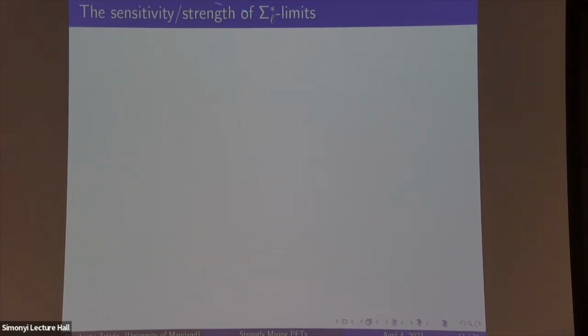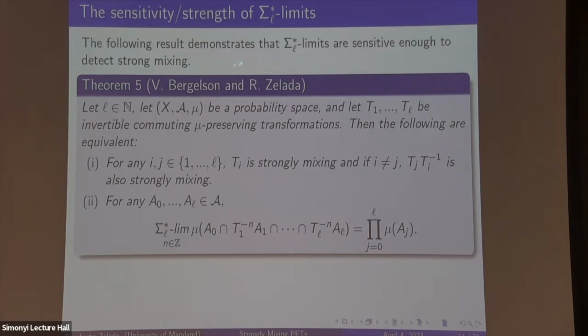Now we move to why sigma L star limits will detect a proper amount of mixing. The following result shows that sigma L star limits are adequate for dealing with strong mixing. This result says that for any L in N, any probability space (X, A, mu), and any T_1 through T_L acting on this probability space, these two properties are equivalent. First, T_i is strongly mixing, and for any i different from j, T_j T_i inverse is strongly mixing. If and only if the sigma L star limit goes to independence for any A_0 through A_L. The interesting direction is that the only way in which you can see sigma L star mixing, meaning this type of limit here, is if both T_i and T_j T_i inverse are strongly mixing for any i and j.